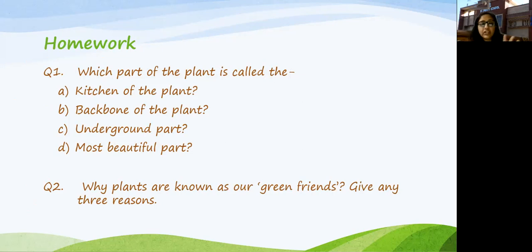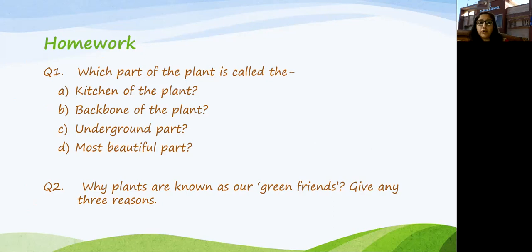Now there's a homework related to these two topics. This homework you have to do in your either rough or fair copy, whichever you are using. The first question is, which part of the plant is called the kitchen of the plant? You have to answer in one word. For question number 1, you will just write one word in front of part A, kitchen of the plant.